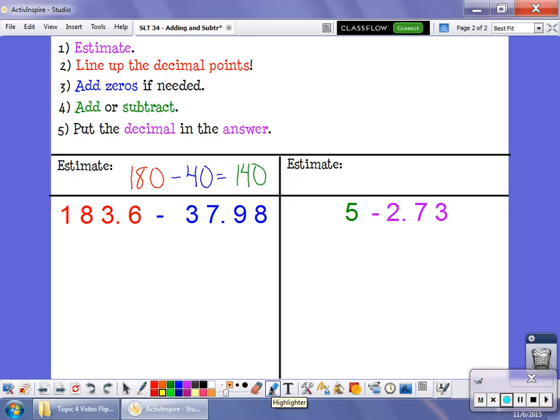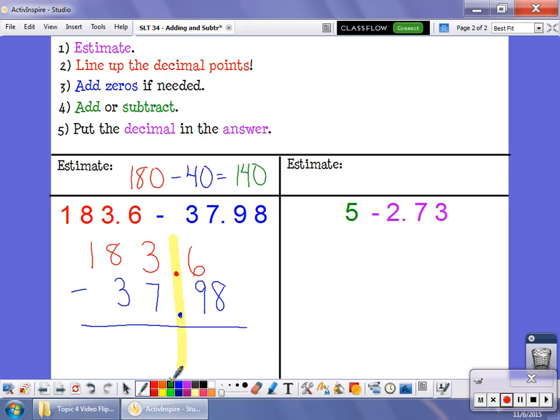Step 2, I now need to line up my decimal points. So again, imagine this imaginary line. I'm going to put my decimal point right on it, and I'm going to write my first number. I have 6/10, and then I'm going to put all these other numbers where they go in relation to that decimal point. I do the same thing for my second number, put in my decimal point. I have 37 on the left side. I have 98 on the right side. This is a subtraction problem. So now step 3 is I'm going to add zeros if needed. I don't have any hundredths in this top number, so I'm going to add the 0.